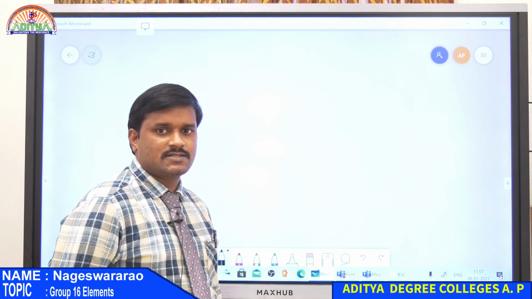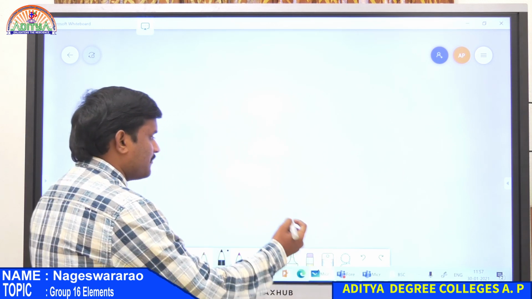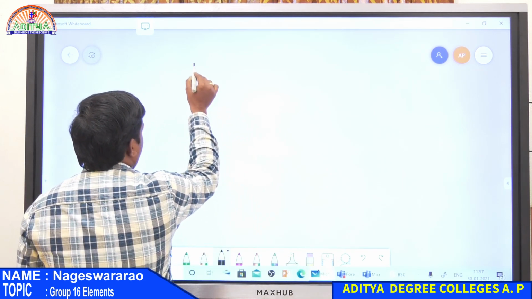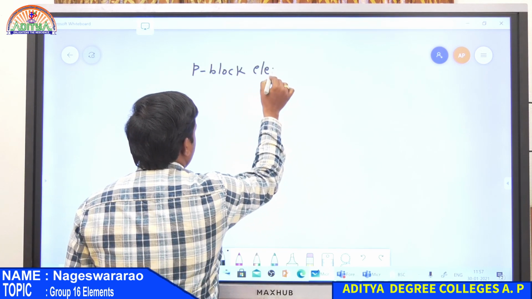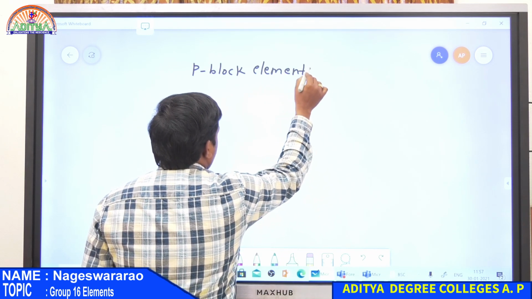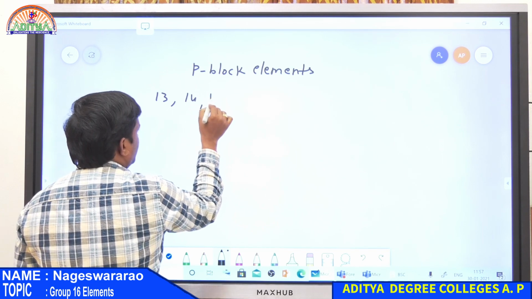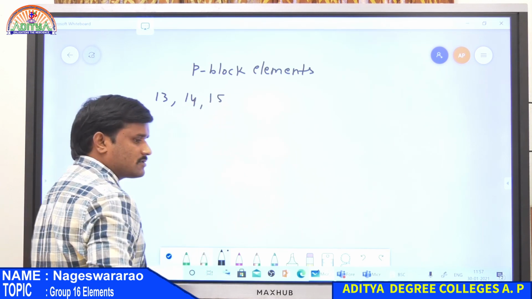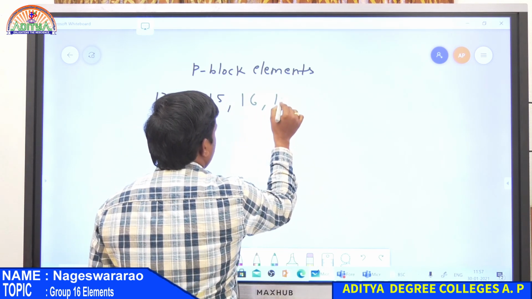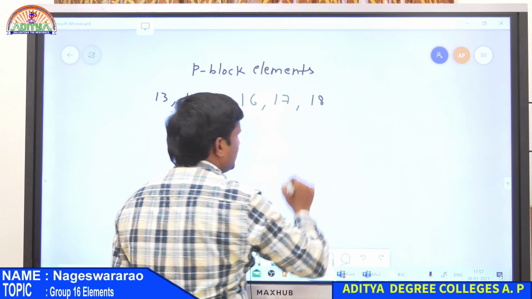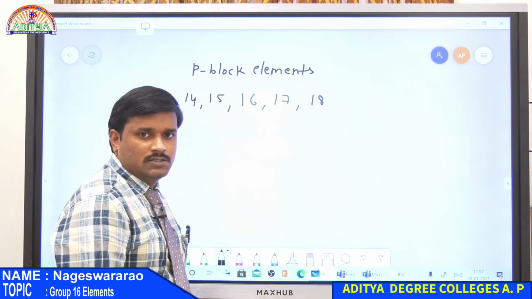So in our last class we completed the compounds of 15th group family, under the heading of p block elements. So we completed 13th group, 14th group, 15th group elements. Now remaining groups present in the p block elements are 16, 17 as well as 18th group elements. All are the elements of p block.